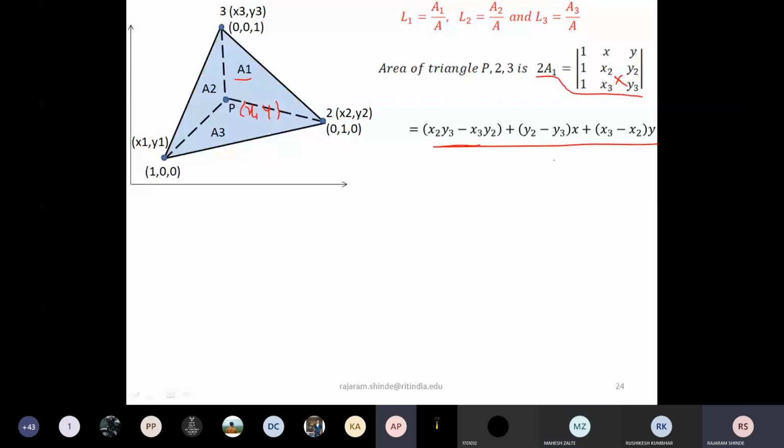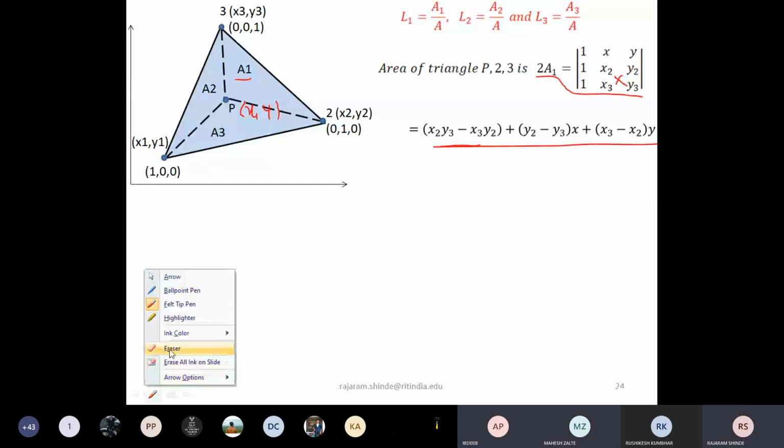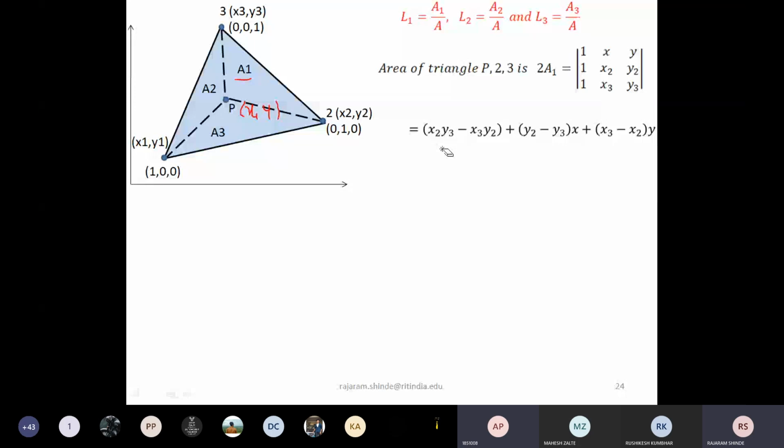Is the second term Y2 minus Y3 into the bracket, into X? Is 2A1 correct? Is this 2A1 determinant correct? Now, Akshay, this term: here I will write minus X. Am I right? So X into Y3 minus Y2. Now I will take this minus sign inside the bracket. It becomes X into Y2 minus Y3.